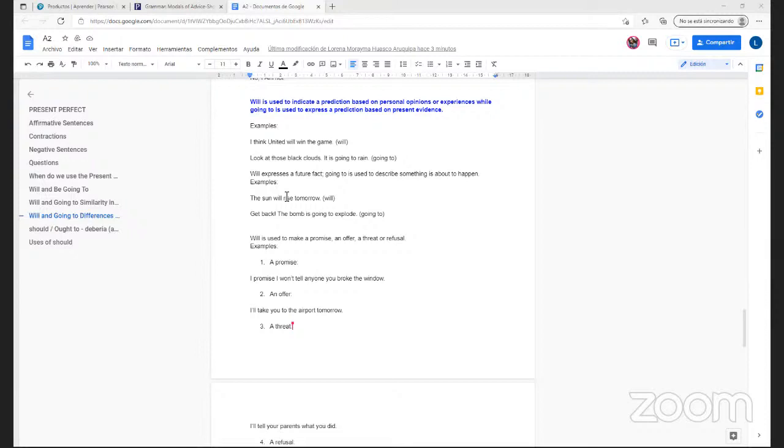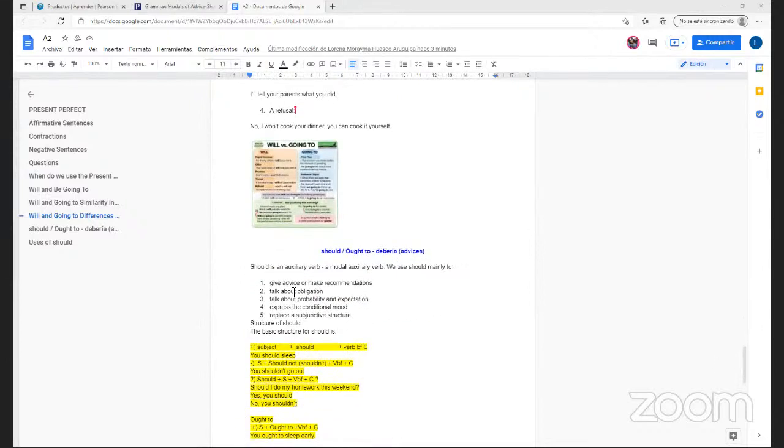What does treat mean? Sorry. Treat, trato. Okay, right? So when you bet something, okay? And refusal, when you don't want to do anything. For example, I won't do the homework for you now, okay? So refusal. Only for this.